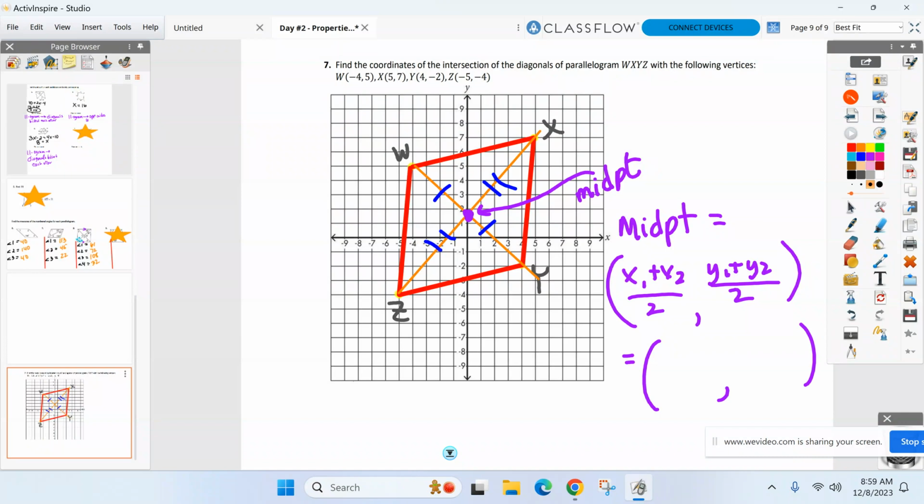And the point you guys get should look like the intersection of the diagonals on your own graph. 0, 1.5 or 3/2. Okay, add your x's, divide by 2, add your y's, divide by 2. Just make sure you're doing it on WY or XZ.